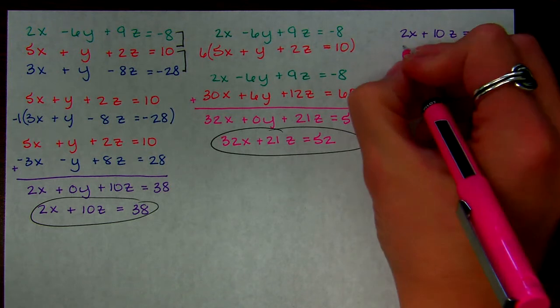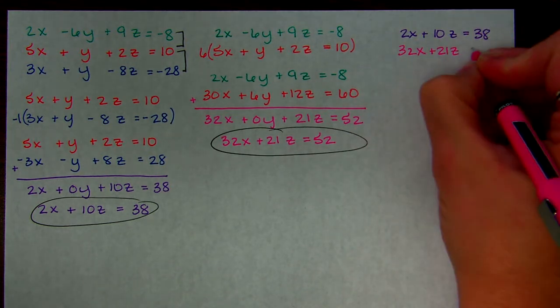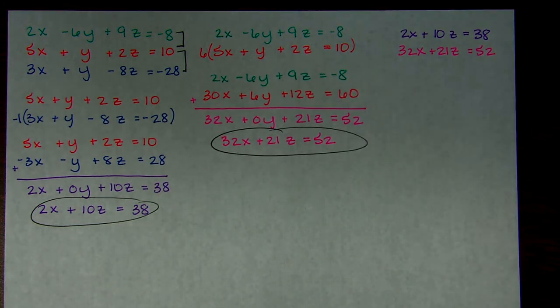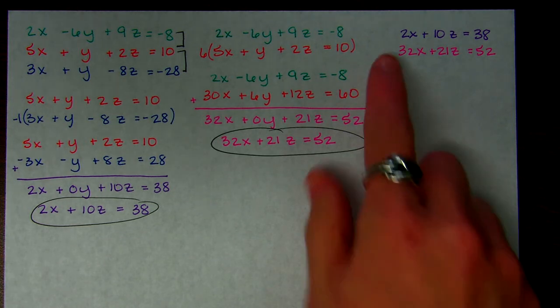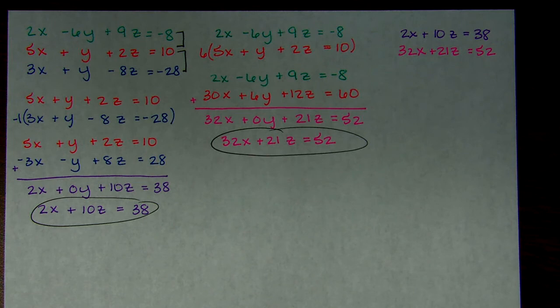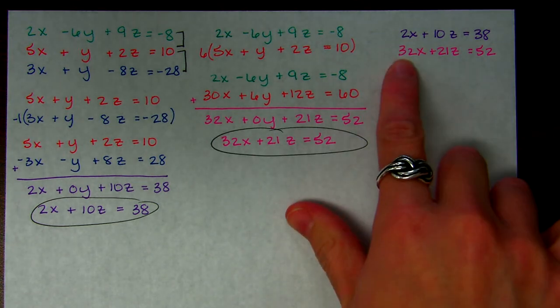and 32x plus 21z is equal to 52. And I'm looking at this and thinking it is probably easier to eliminate x, because this is a 2 and that's a 32. 10 and 21 don't have a lot of numbers in common. But I can easily make the 2 into a 32. I have to multiply by 16.